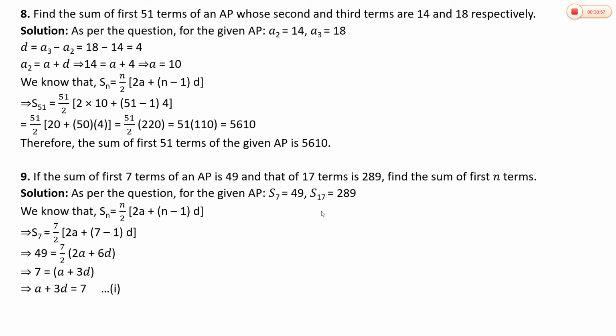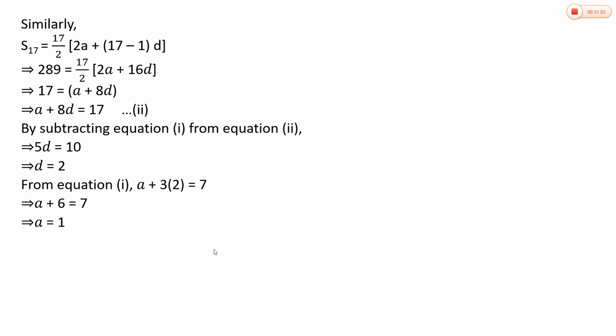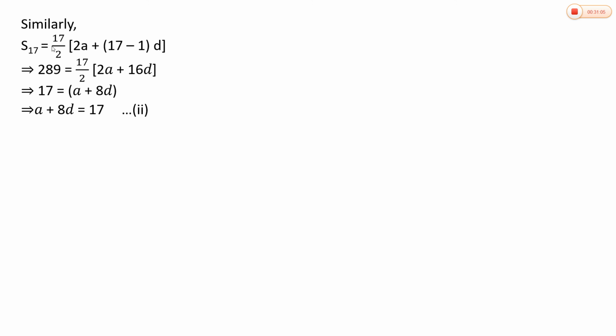Similarly, do the same for S17 is equal to 289. S17 is equal to 17 by 2 into 2a plus 17 minus 1 into d. Here S17, the value is given as 289. Replace S17 by 289 and simplify this. You will get a plus 8d is equal to 17. Call this equation number 2.